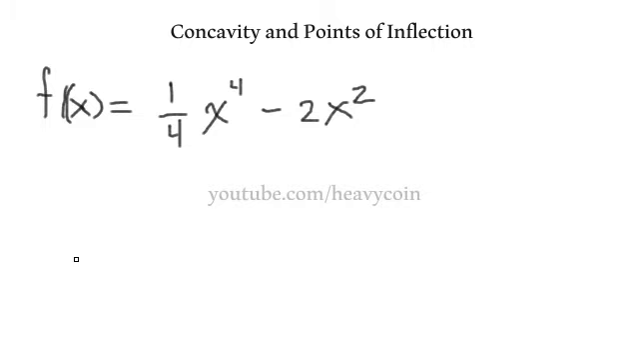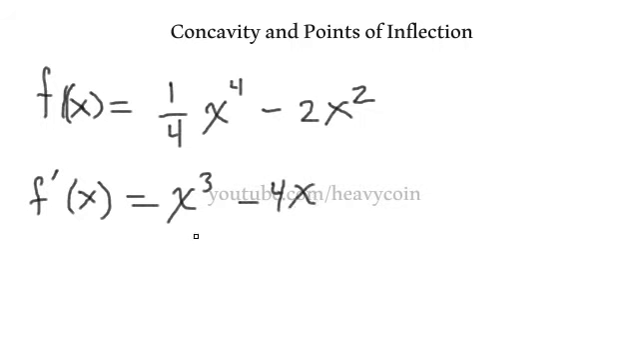Okay, so what we want to do here is take the first derivative. Let's find the first derivative. And let's see, taking the 4 out front, 1/4 times 4 is 1. And so you're left with x to the third minus, and then bring the 2 out front, so that's 4x. So at this point in the game, I'm hoping that you know how to take some simple derivatives like those. Now what we want to get to, though, is the second derivative, because that's going to give us our concavity and points of inflection.